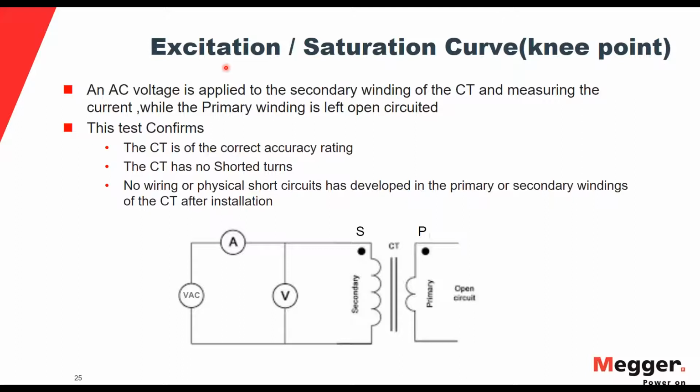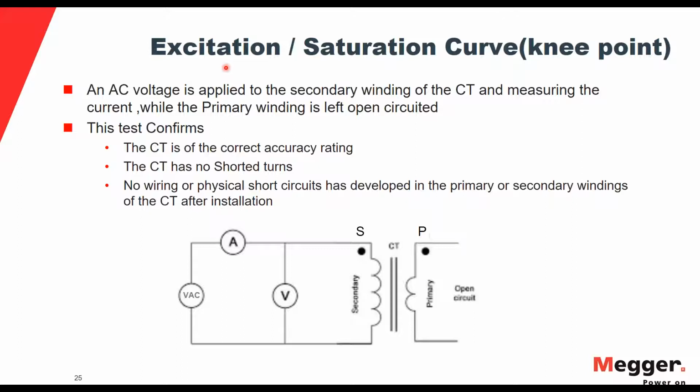This test will confirm the accuracy rating, especially for the protection CTs, and will also put some stress on the winding itself to check if there are any shorted turns or so on. Usually this test is done to a certain level, so some CTs can go up to high values, up to 500, 600, 900, 1000, 2000 volts AC to be able to saturate the CT. Saturation means you reach a level where the current increases rapidly with a small increase of your voltage.